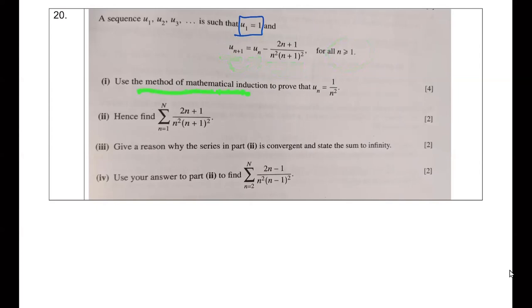Now, using the method of mathematical induction, which is no longer in the syllabus, you want to prove that U n equals 1 over n squared. So we'll just take it as a given. I'll assume that this is true. Then we carry on with the other parts of the question.